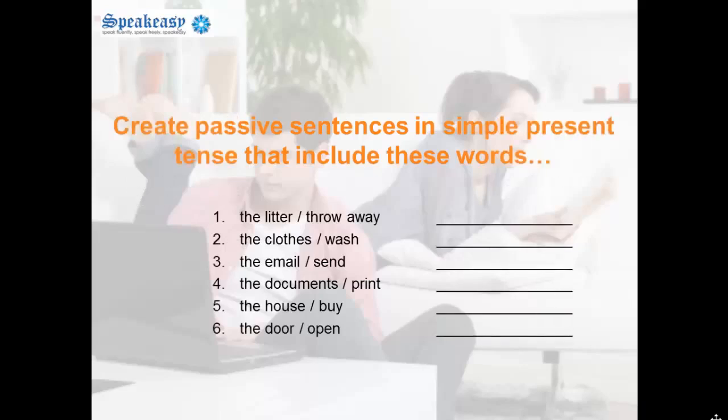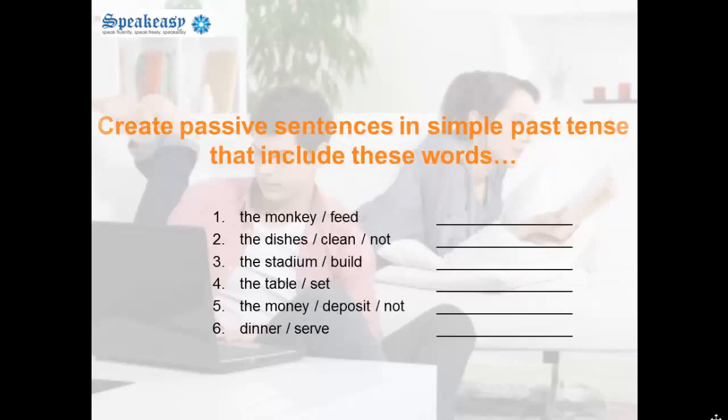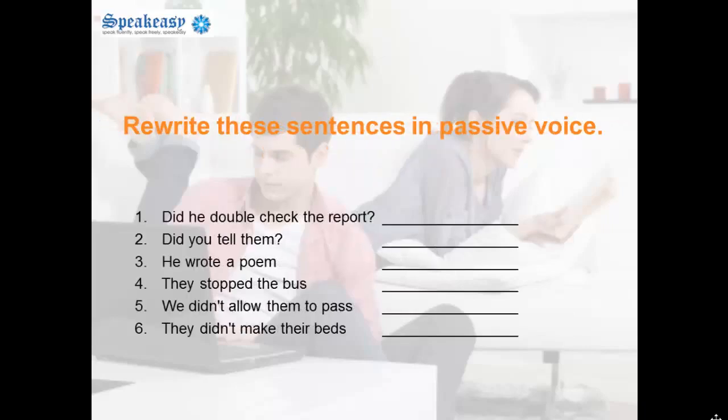So let's practice what we've learned. Create passive sentences in the simple present tense that include these words. Now do the same, but in the simple past. Now try to rewrite these sentences in the passive voice.